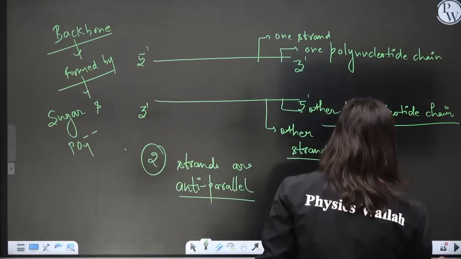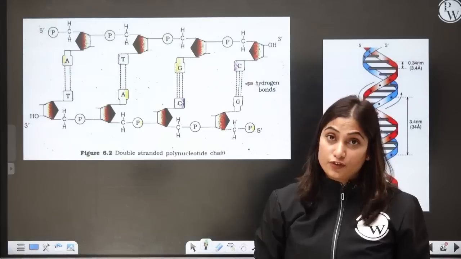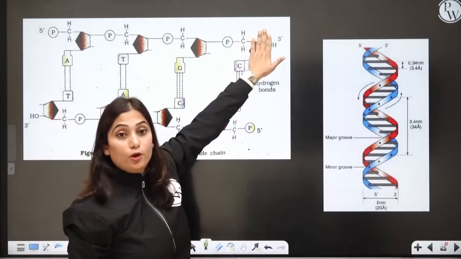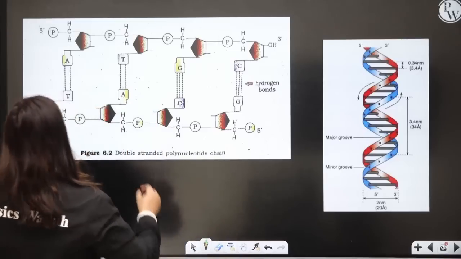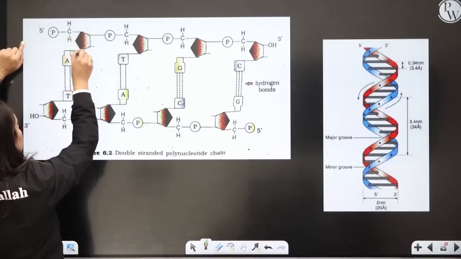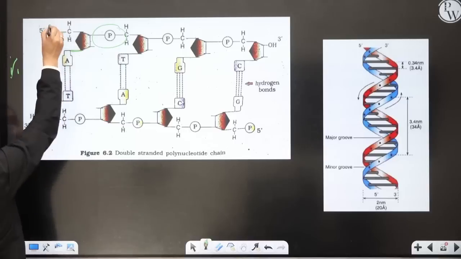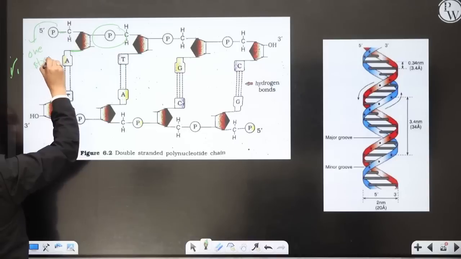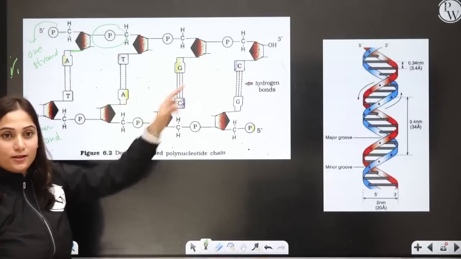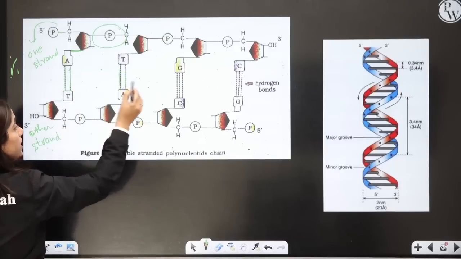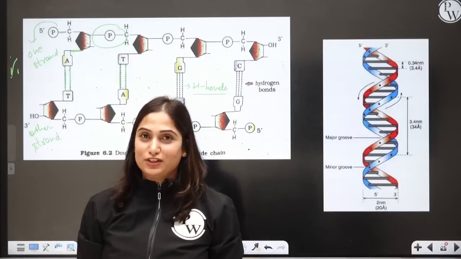Okay? So these are some important points of the Watson and Crick model, and this is the diagram of DNA which explains the double-stranded structure of DNA. So this is the one polynucleotide chain or the one strand, and this is the other polynucleotide chain or the other strand. And you can see here that this is the N-glycosidic linkage, this is the phosphoester linkage, this is the phosphodiester linkage, and between the two strands of DNA we have hydrogen bonds. These are the hydrogen bonds, and these hydrogen bonds are responsible for the stability of the helical structure.